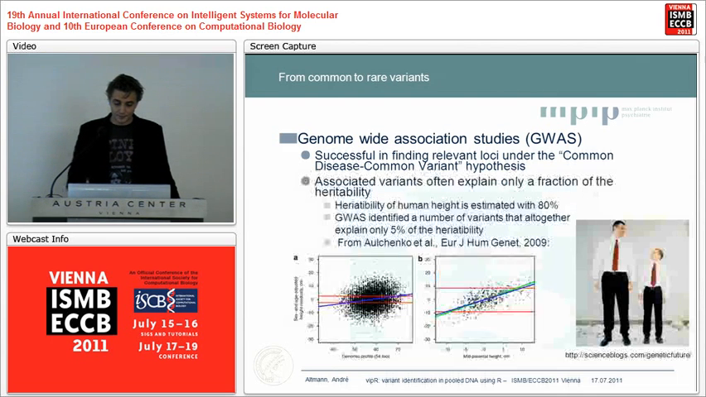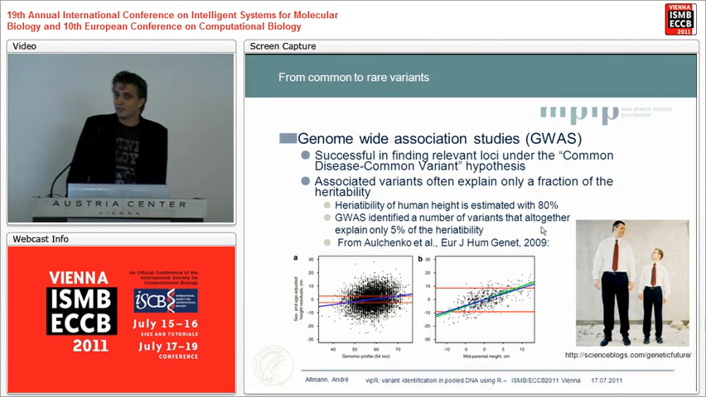So the problem is that associated variants often only explain a fraction of the heritability. One prominent example for this is a complex trait: human height. You can take the mean height of the parents, and you can correlate it with the height of the offspring. And this gives you a fairly good estimate on how heritable human height is. So it's estimated with about 80%.